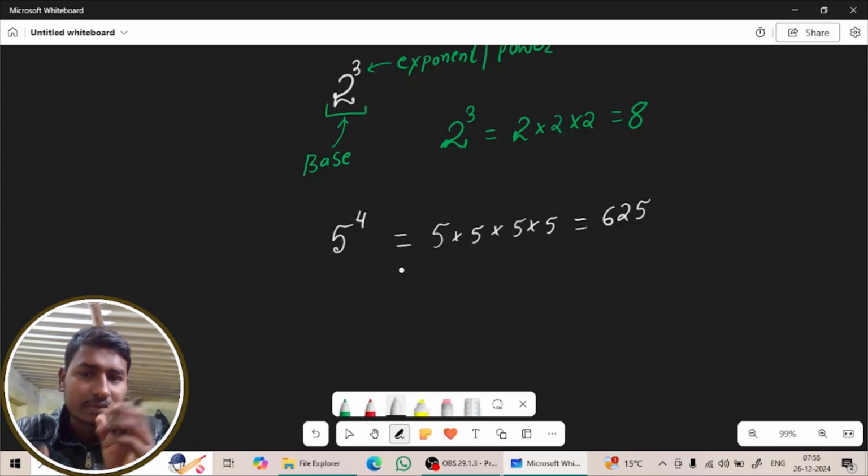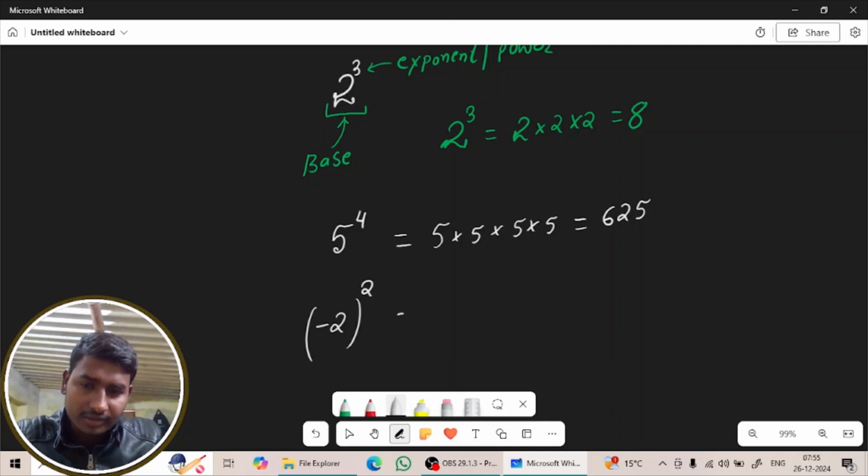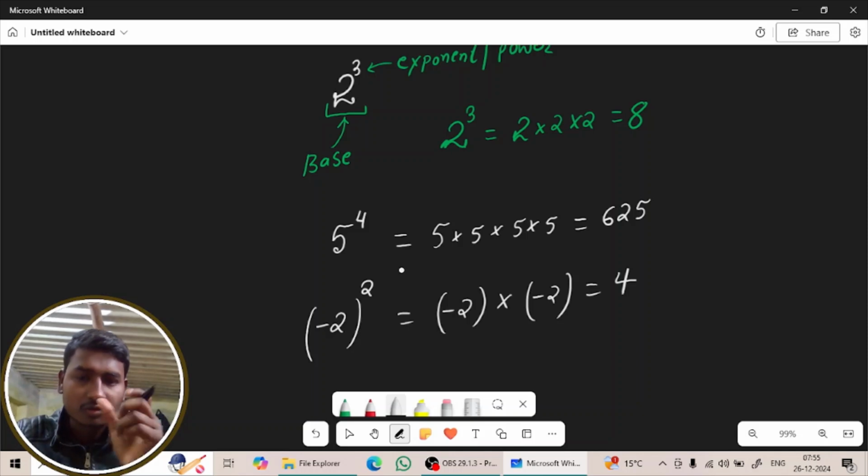Now we have lots of numbers, like negative numbers and fractions. So now let's talk about negative numbers and fractions too. If a positive number has exponent 4, then we write that number that many times. Now let's say we have negative 2 to the power 2. I'll write negative 2 times negative 2, which will give you 4. Negative times negative is actually positive. So a pair of negative numbers gives us a positive number.